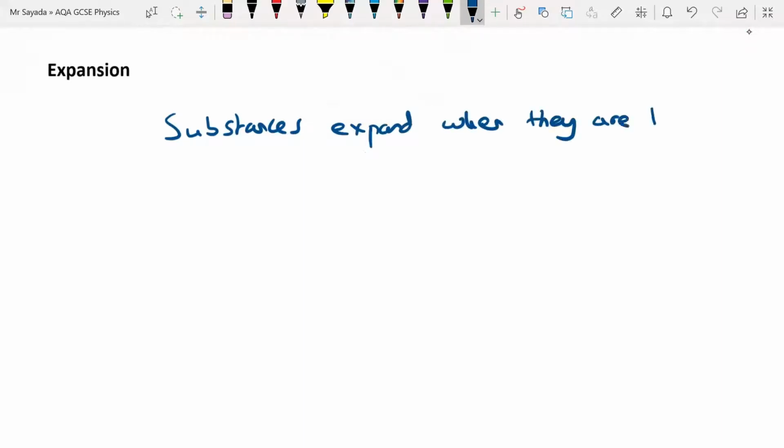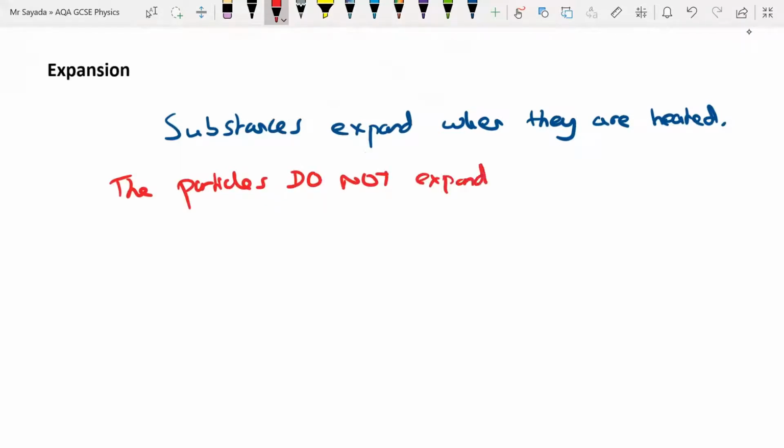Last example, expansion. So all three, solids, liquids, and gases, so any of those substances expand when they are heated. A really important point here is that the particles do not expand. The particles themselves have exactly the same size and shape, but let's say we have a solid. So here's a solid.